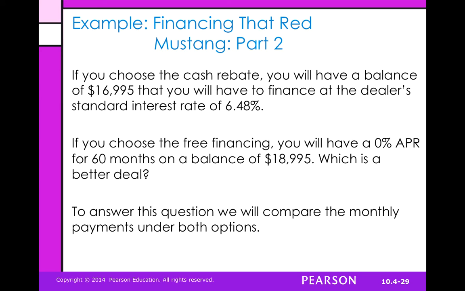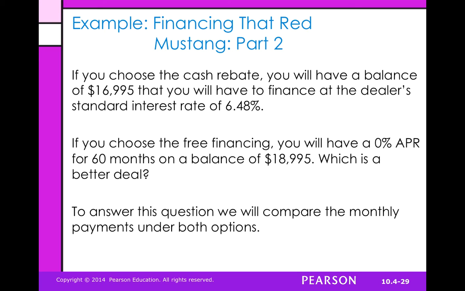If you choose the cash rebate, you will have an initial balance of now $16,995. Remember, you originally borrowed $18,995, but now the dealership is just giving you $2 grand up front. So that knocks down the balance to $16,995, and you're still going to finance at the 6.48% interest rate. If you choose the free financing, you will have 0% APR for 60 months on a balance of $18,995. So which of these works out better for you in the end?